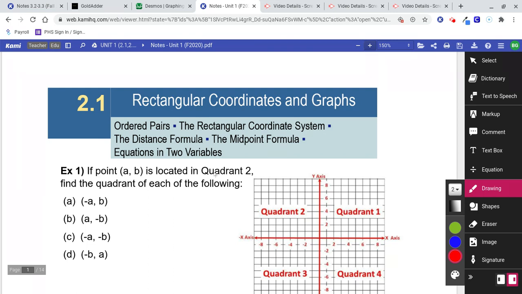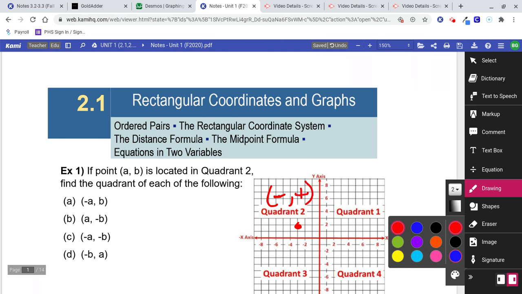So think about it. If you've got some point over here in quadrant 2, let's just put it right there. I don't care what the numbers are, but you should notice that the x coordinate is negative and the y coordinate is positive, correct? So what I want you to do is just write down right here: this is negative and this is positive. Whatever A is, it's negative, and whatever B is, it's positive. That's how it ended up in quadrant 2, correct?